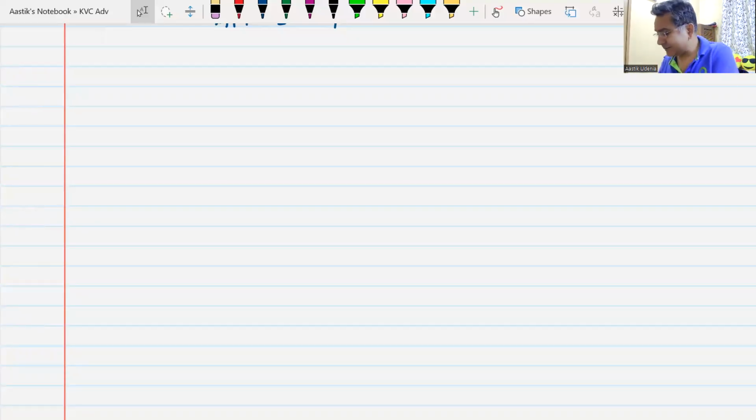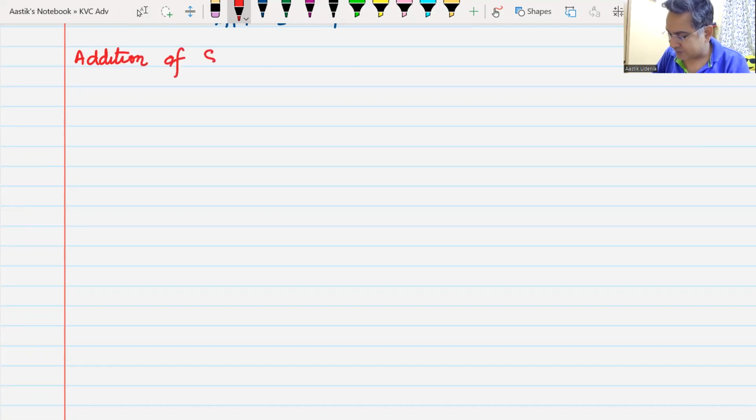Now, we have seen the diagram, and now we'll write the next heading. And what is the next heading? Addition of SHM using phasors.